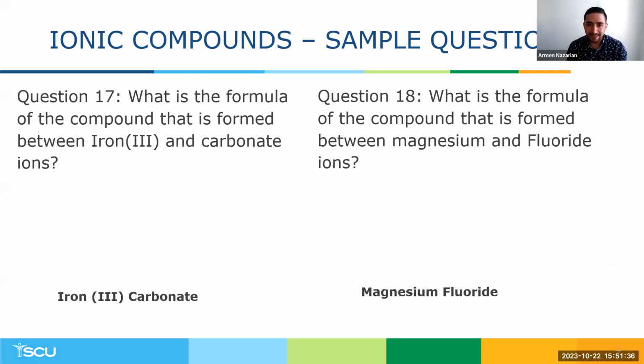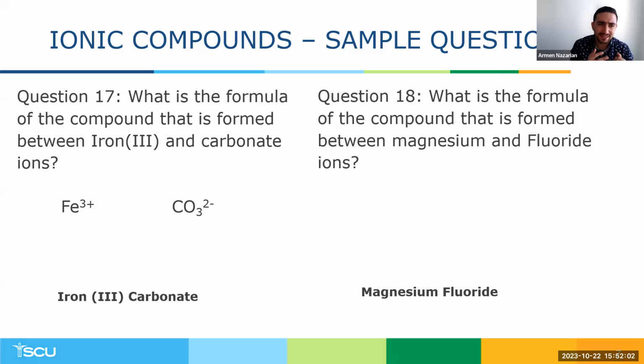So let's practice that with the following questions. What is the formula of the compound that is formed between iron 3 and carbonate ions? Well, this is carbonate ion, CO3 2-, and that is the iron 3 ion. How do I know carbonate ion is CO3 2-? Again, I have memorized a bunch of useful polyatomic ions with their charges and formulas.